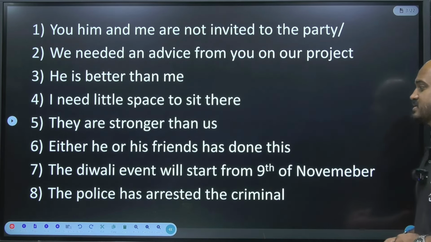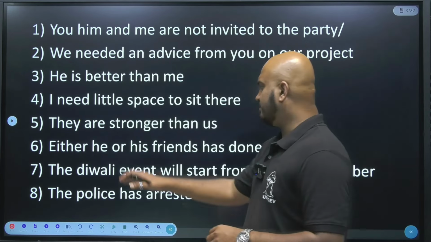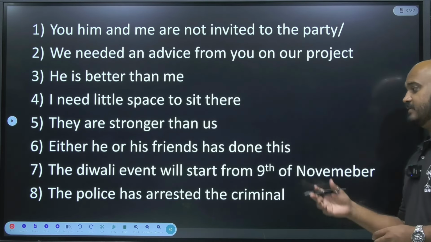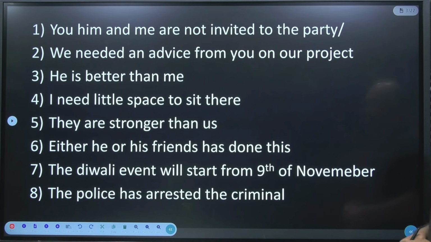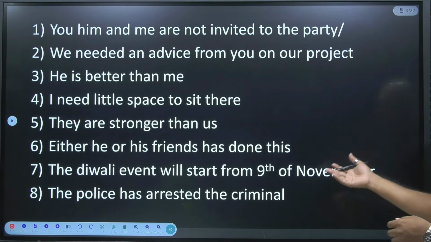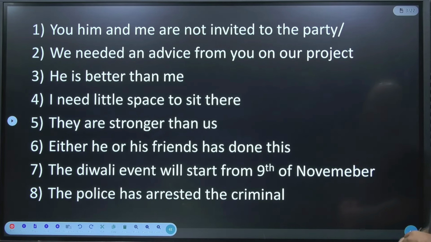Either he or his friends has done this. Again, a tricky one because you have both singular as well as plural subjects over here. The Diwali event will start from 9th of November. It looks pretty harmless because we're talking about a future event, and generally with a future event we associate will. The police has arrested the criminal.